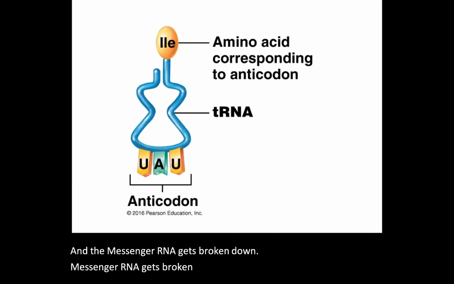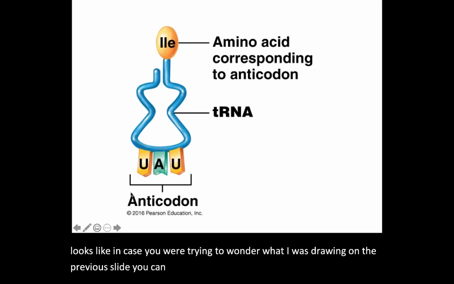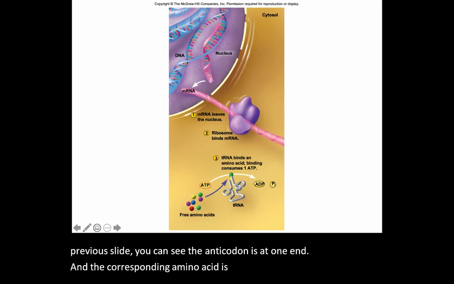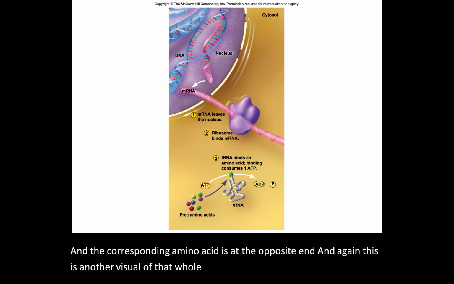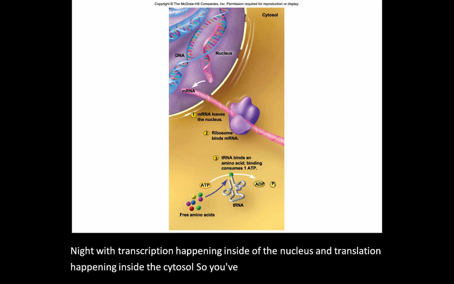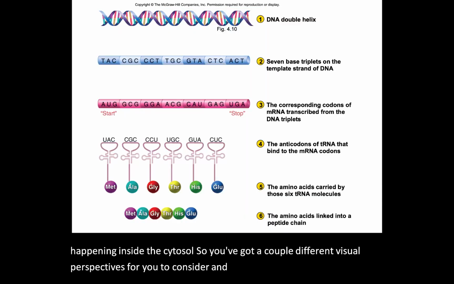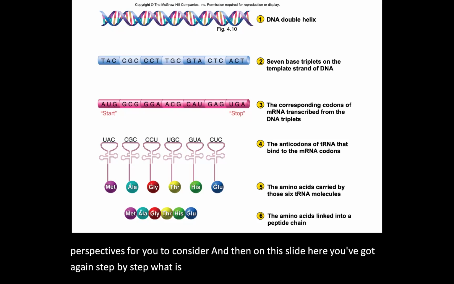Right? This is just a visual of what tRNA looks like, in case you were trying to wonder what I was drawing on the previous slide. You can see the anticodon is at one end, and the corresponding amino acid is at the opposite end. All right? And again, this is another visual of that whole process, right, with transcription happening inside of the nucleus and translation happening inside the cytosol. So you've got a couple different visual perspectives for you to consider. And then on this slide here, you've got, again, step by step what is happening.